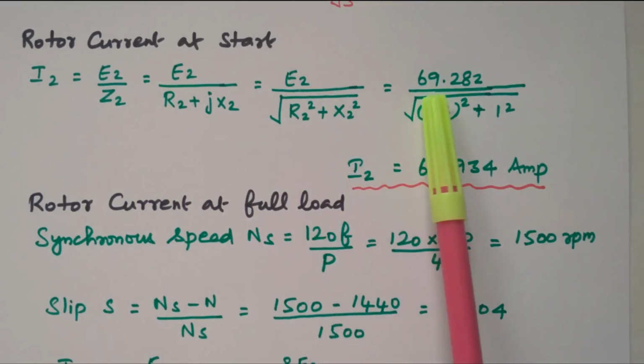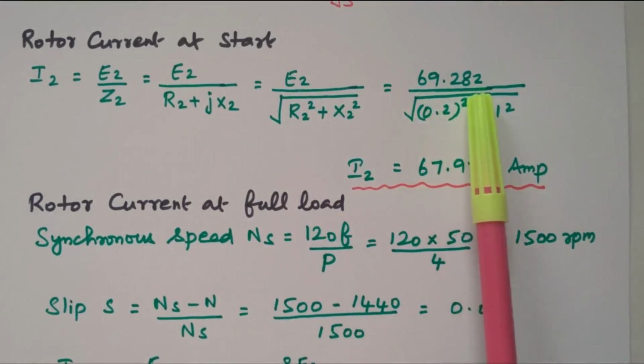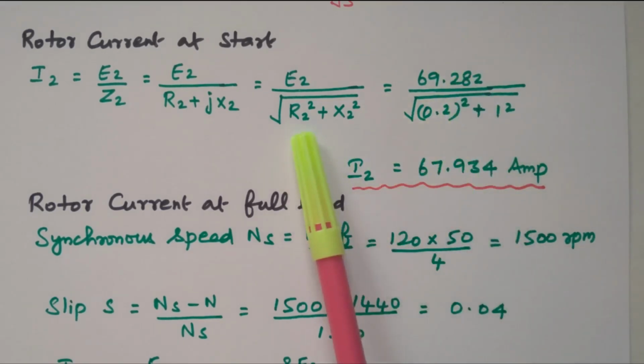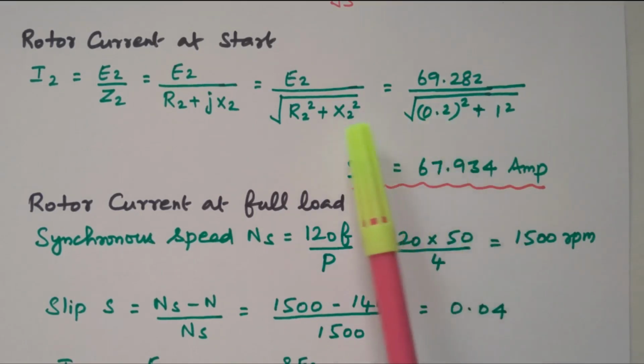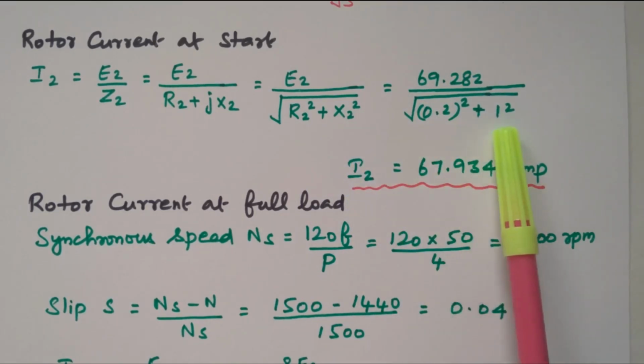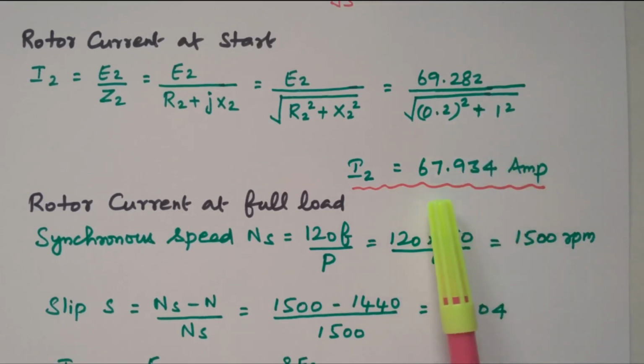E2 is 69.282. E2 was given as 120 voltage line voltage, this one is phase voltage, and the resistance value given is 0.2 ohm, reactance given as 1 ohm. So all the data are available. By simplifying this, we got 67.934 ampere. The rotor current at the starting is 67.934 ampere. Now we will find the rotor current at the full load condition.